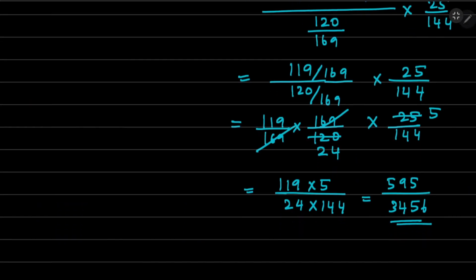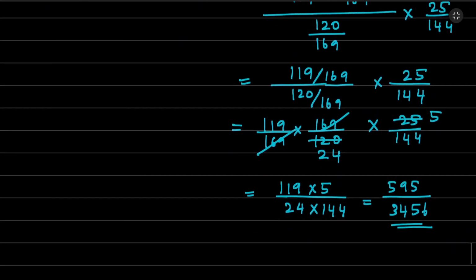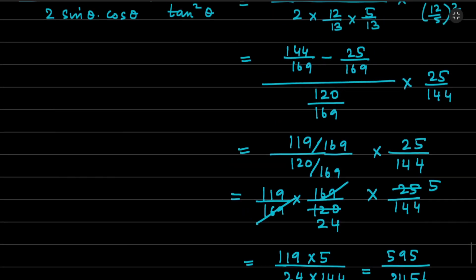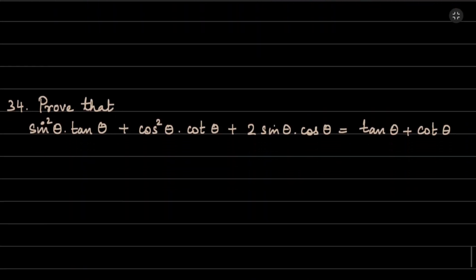In the units digit, you have 5 and 6, right? You cannot cancel it. You cannot reduce it further. So the final answer is 595 divided by 3456. Do check it once and let me know if you are also getting the same. Okay, let's move on to the next question.